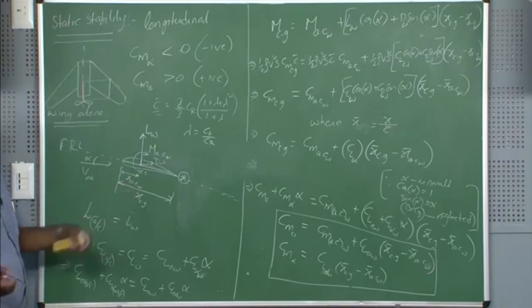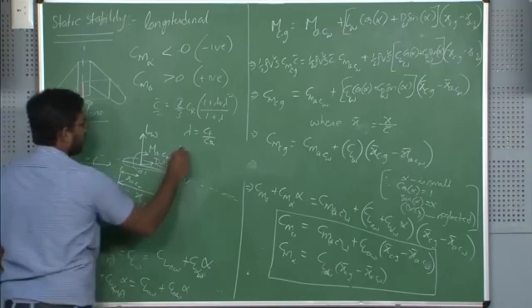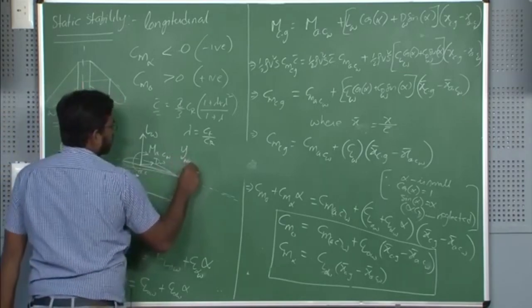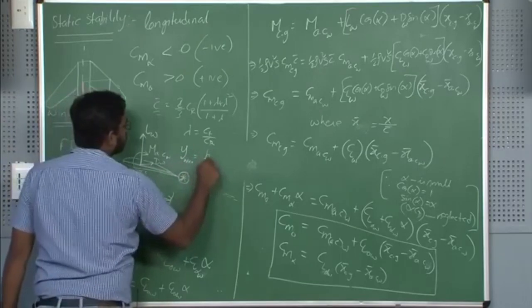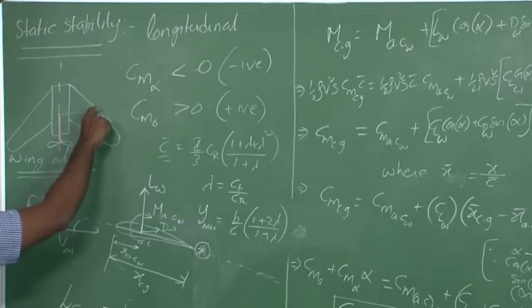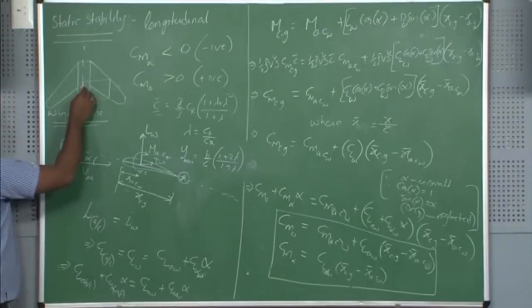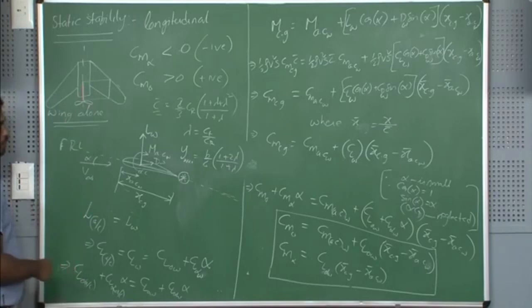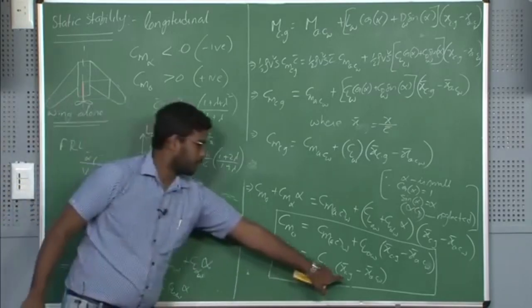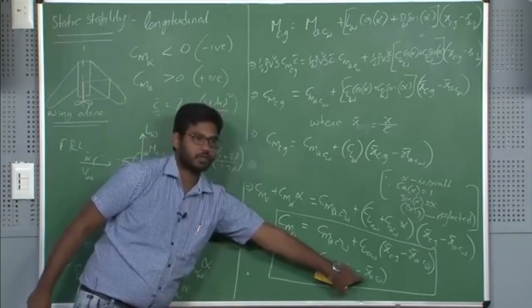Even with the model. But here you don't know, because although you can figure out y of MAC, the mean aerodynamic chord, which is b by 6 into (1 plus 2 lambda) by (1 plus lambda), it doesn't make any sense, because the CG that you measure, you will of course make the lateral CG balanced, right? But the longitudinal CG is the thing that you have to figure out. By the end I need to place the CG along this longitudinal axis ahead of this aerodynamic center.